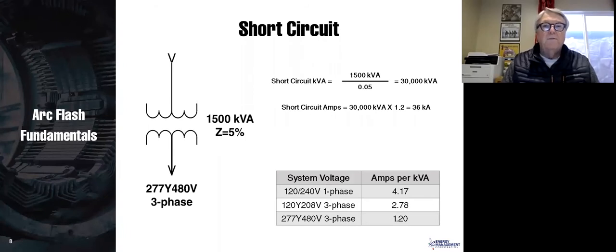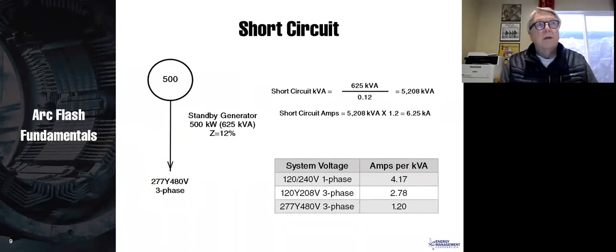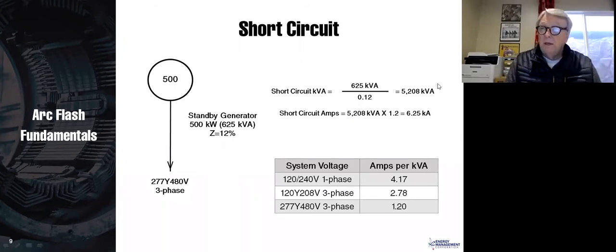Let's go to 480 volt, 1500 kVA. This is a fairly common size 480 volt transformer. Same calculations, and we end up with a short circuit current of 36,000 amps. And one more, I'm going to look at a standby generator. This is a 500 kVA standby generator. You know, they come bigger, but that's a fairly big one. And we end up with 6,000 kVA. The reason why that's lower than the others is that the impedance is higher. So I've chosen an impedance of 12%. Alternators on generators are 12, 13, 14, 15%.